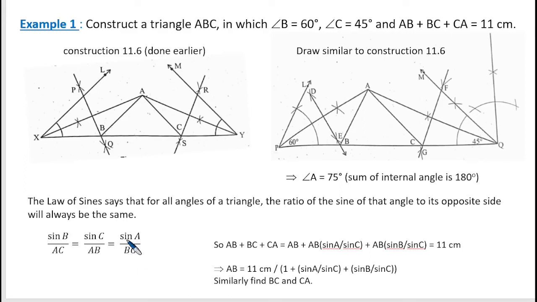So BC is equal to sine A by sine C times AB. This AB will go up. Then CA, this is your AC, or CA is the same thing. CA in terms of AB is sine B by sine C into AB. So I take AB common outside, so I will get 1 plus sine A by sine C plus sine B by sine C, because I have taken AB out.